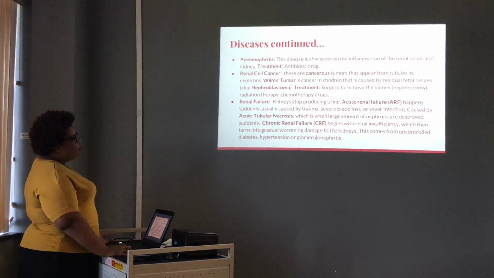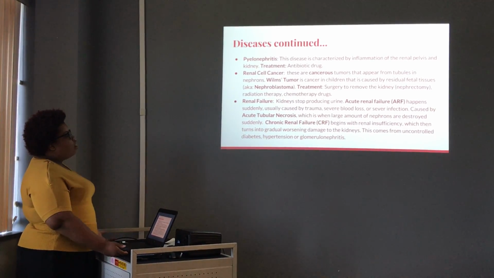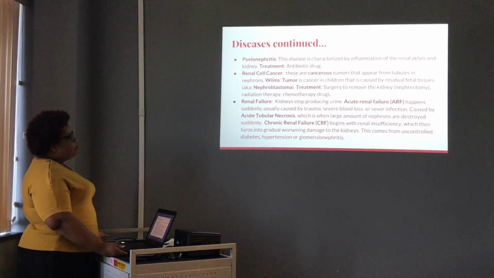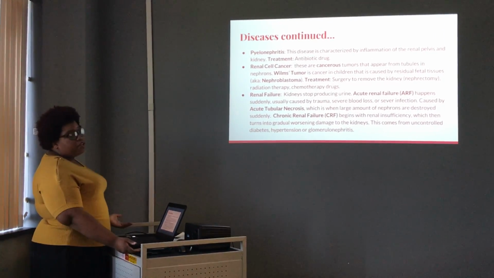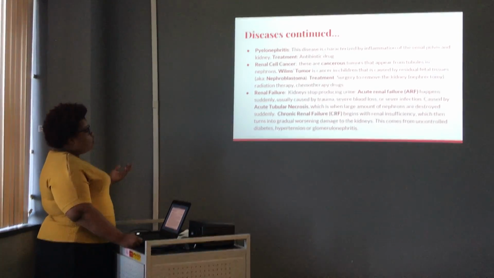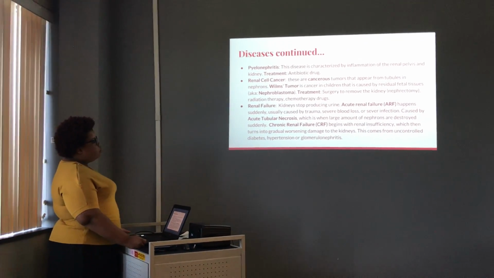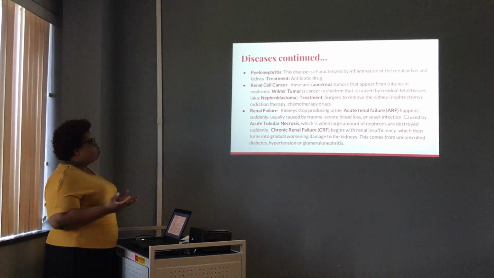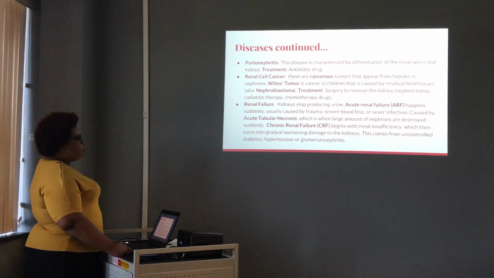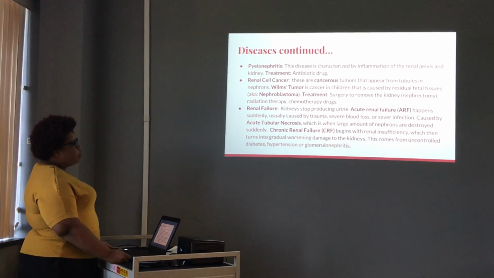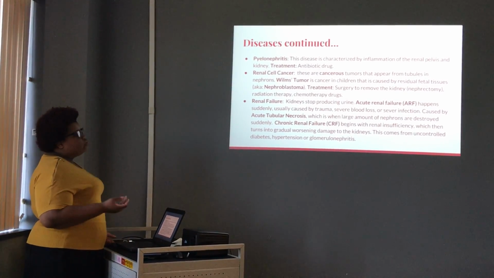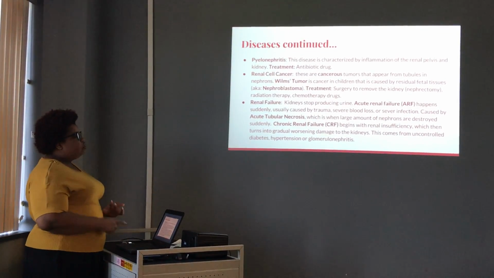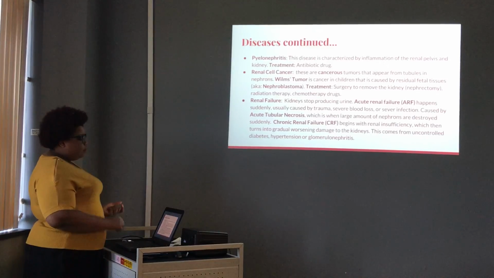We also have renal failure. This is when the kidneys stop producing urine. Acute renal failure happens suddenly, usually caused by trauma, severe blood loss, severe infection, and which is caused by acute tubular necrosis, which is when a large amount of nephrons are destroyed at one time. Chronic renal failure begins with renal insufficiency, then turns into gradual worsening damage to the kidneys. This comes from uncontrolled diabetes, hypertension, or glomerulonephritis.